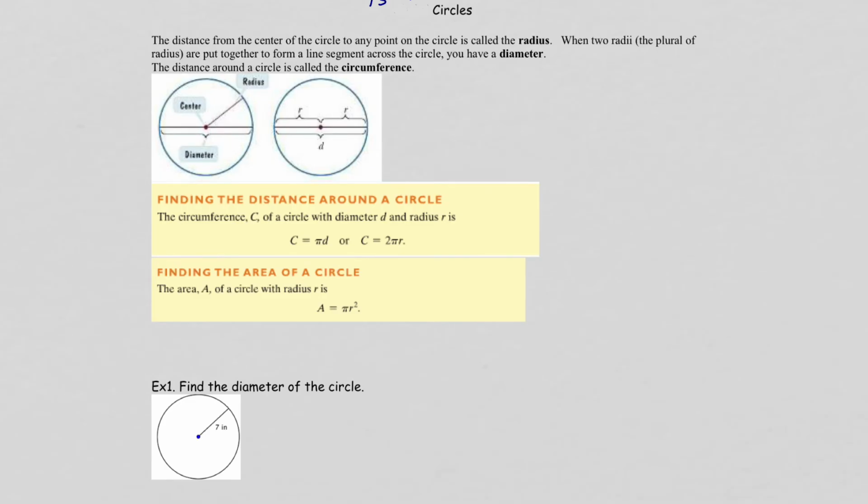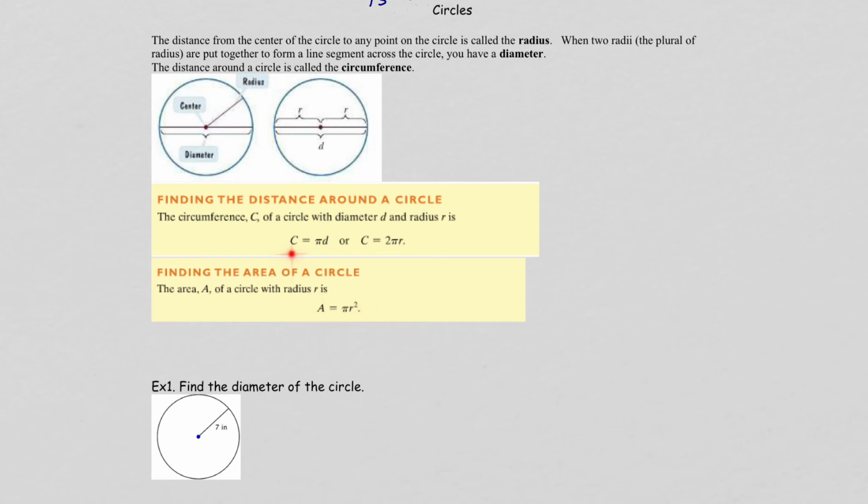Now we're going to look at the circle. Circle, same thing. We're going to remember the formulas. We have finding a circumference. Circumference is the perimeter of the circle, right? The length of going around. And you have area formulas.